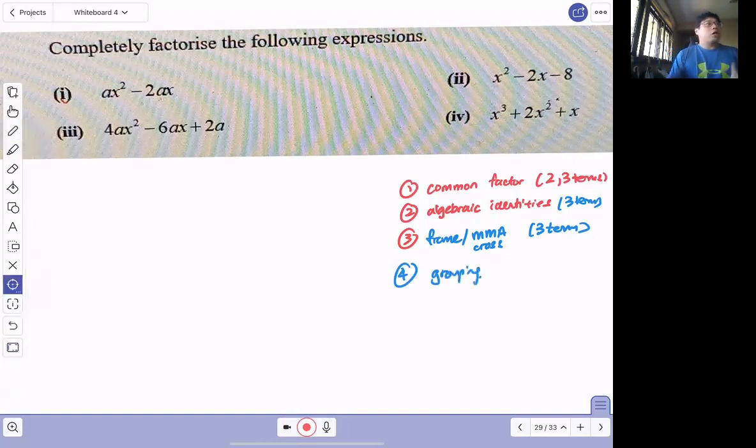There are 4 ways. In order of convenience, the first method is always common factor. You always look for common factor first. So I see this one. Nabil, do you see any common factor?